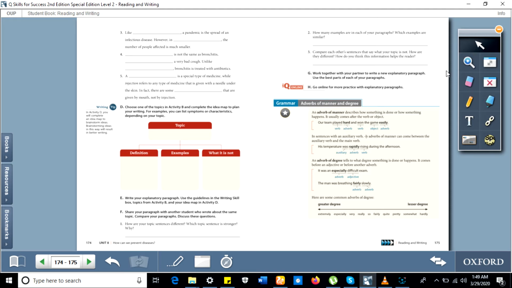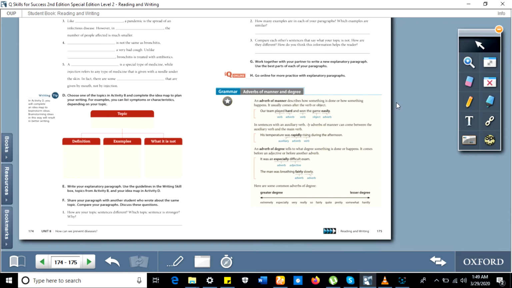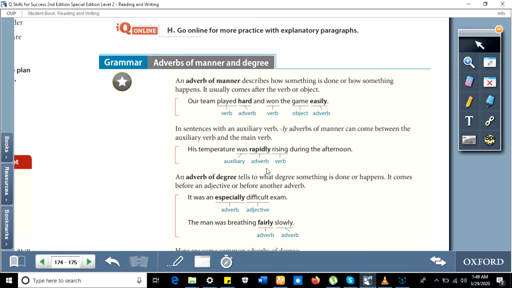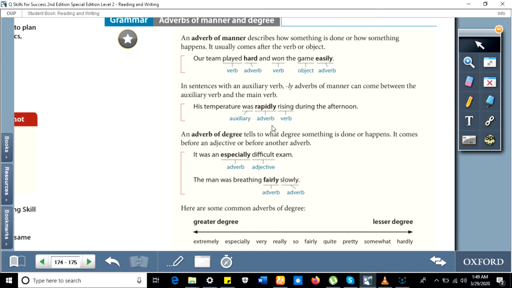All right, next stop here is the grammar, and the grammar is about adverbs of manner and degree. Adverbs of manner describe something that is done and how it is done, and it usually comes after the verb or object.